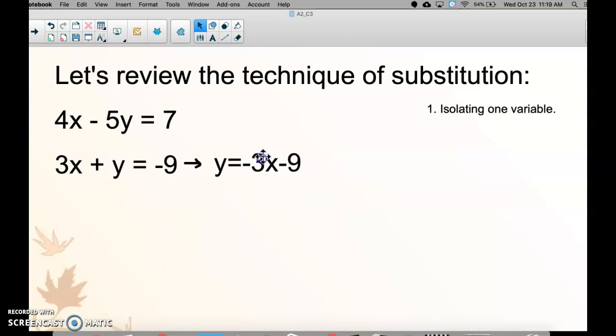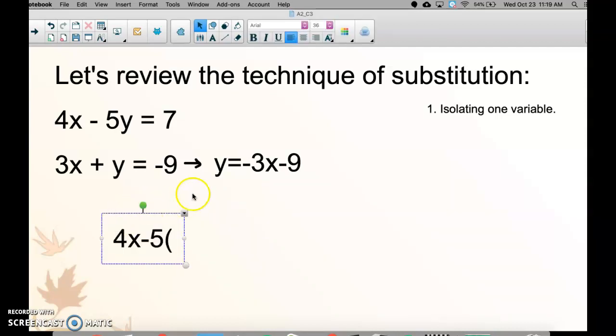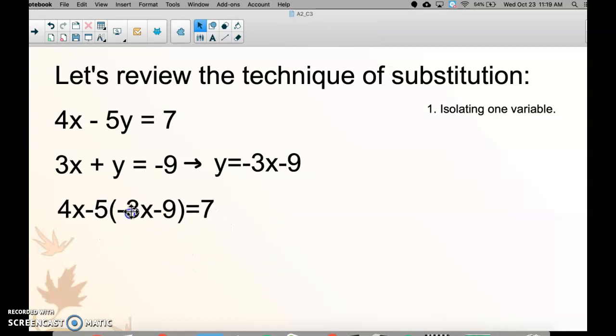Once I have isolated one variable, I'm going to take all of what I've just isolated and I'm going to plug it into my other equation. So I'm going to do that down here. I know 4x minus 5y equals 7. If this is equal to y, I should be able to plug in everything that y is equal to in for y. Once we get here, we should be able to solve this.